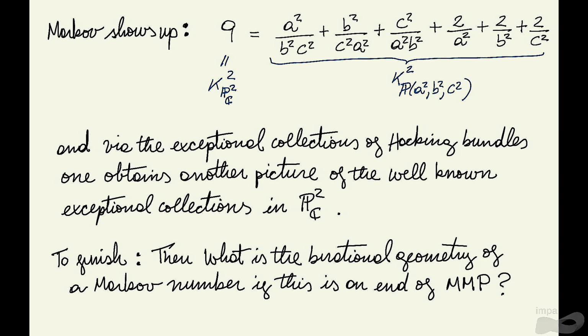To finish, I will use the board again. I would like to tell you about the birational geometry of a Markov number. But this is kind of strange because this was the end of the MMP, so there is no birational geometry. We finish, right? So I would like to tell you what is going on. Let me see. Yeah. So now I will use the board. I have like half an hour, right? I will drink water too.